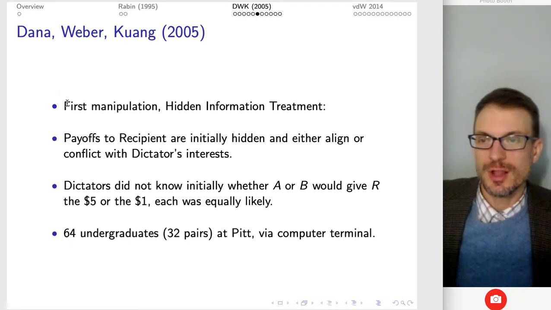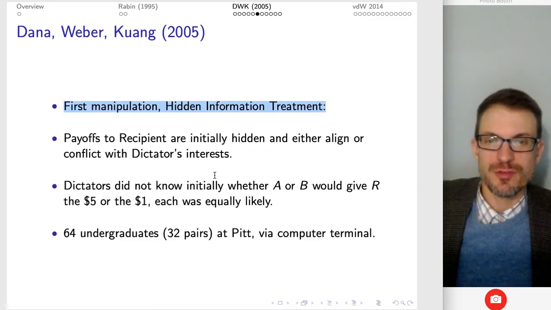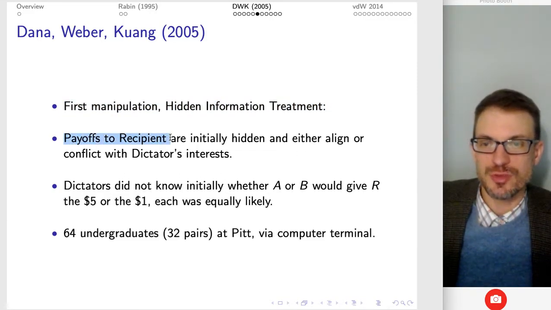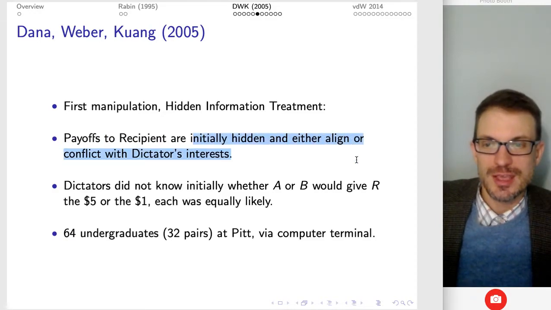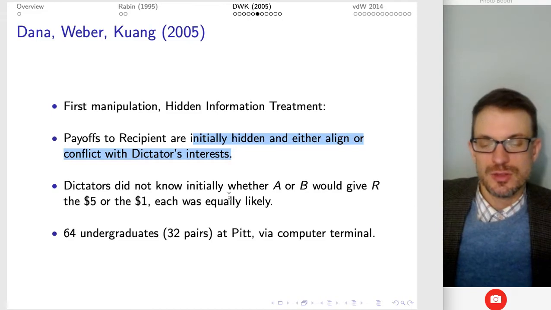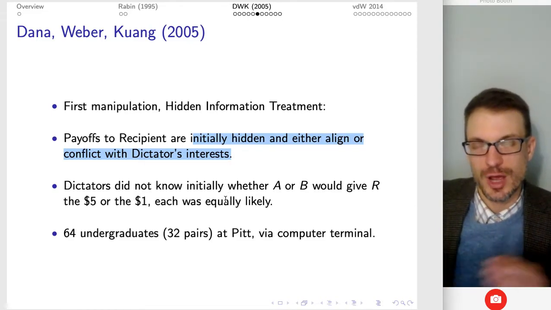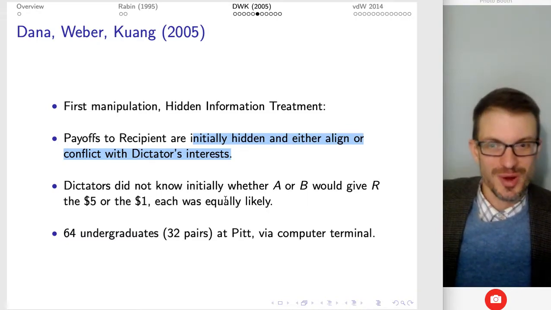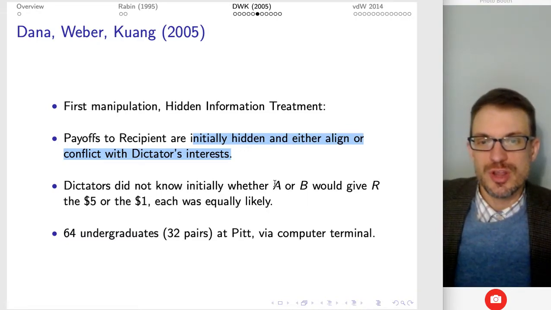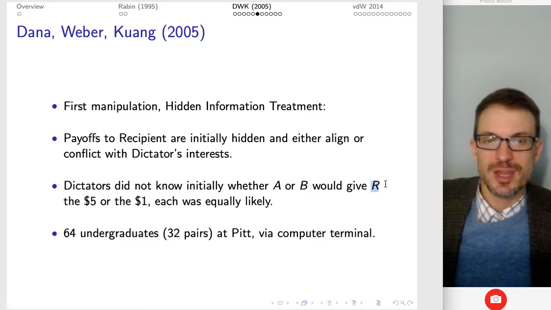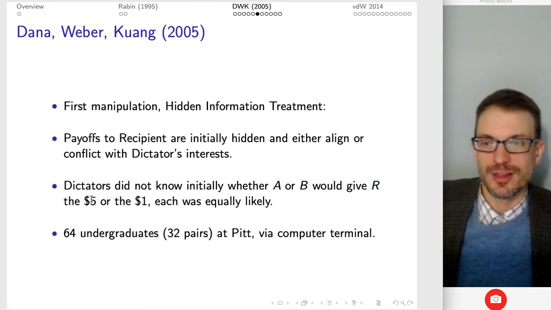All right, so the first manipulation was the hidden information treatment. Now the payoffs to the recipient are initially hidden and either align or conflict with the dictator's interests, meaning you don't know what the other person is going to get, and either you do well when they do well, or you do well when they don't do well, right? So dictators didn't know initially whether A or B would give the recipient the $5 or the $1. Each was equally likely, right?